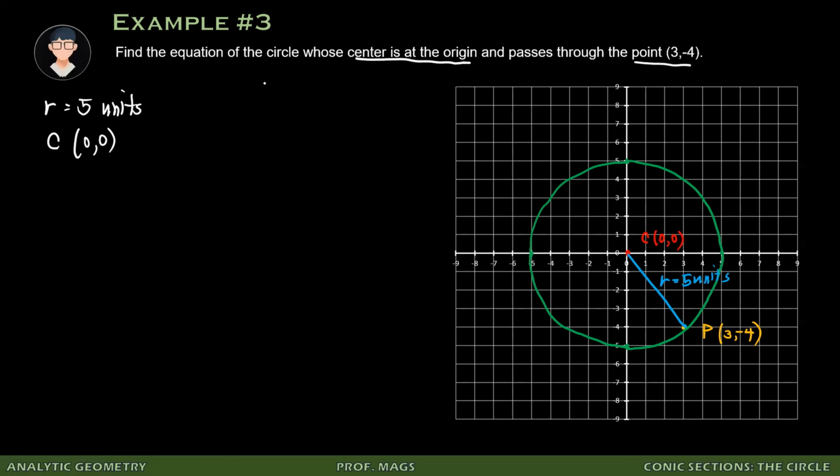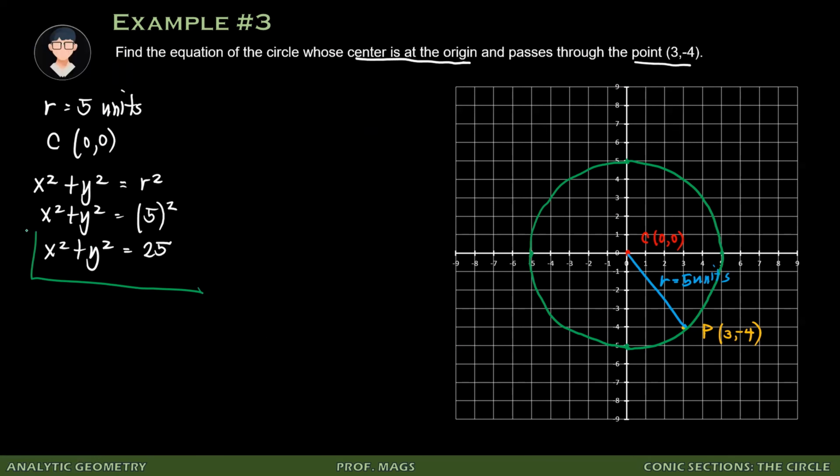Then in order for you to formulate the standard equation of the circle, we take note that our formula is x squared plus y squared is equal to r squared. X squared plus y squared is equal to, what is our r? 5. Don't include the word units pag magsasubstitute. Okay? So x squared plus y squared is equal to 5 squared is equal to 25. So this will be our standard equation of our circle.